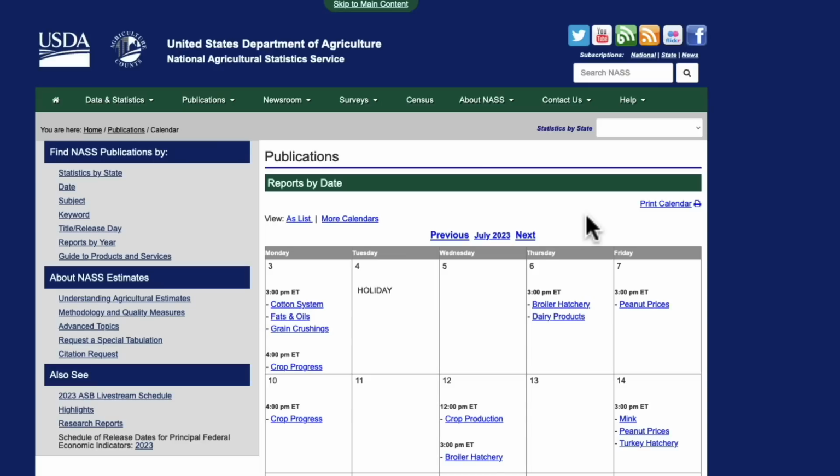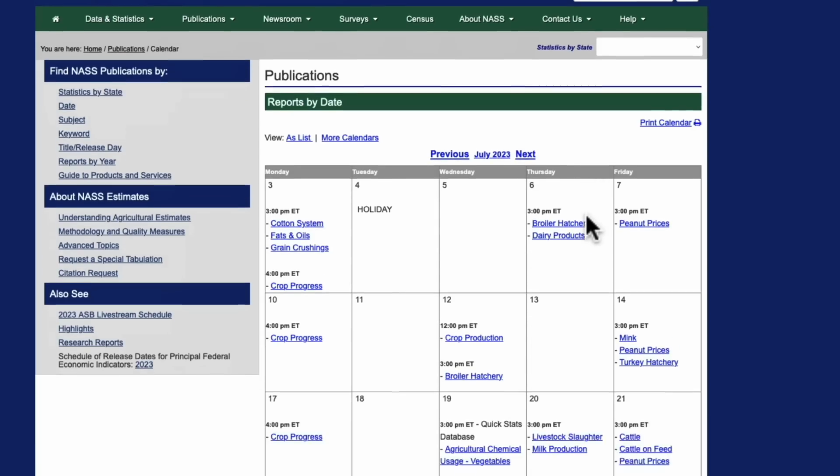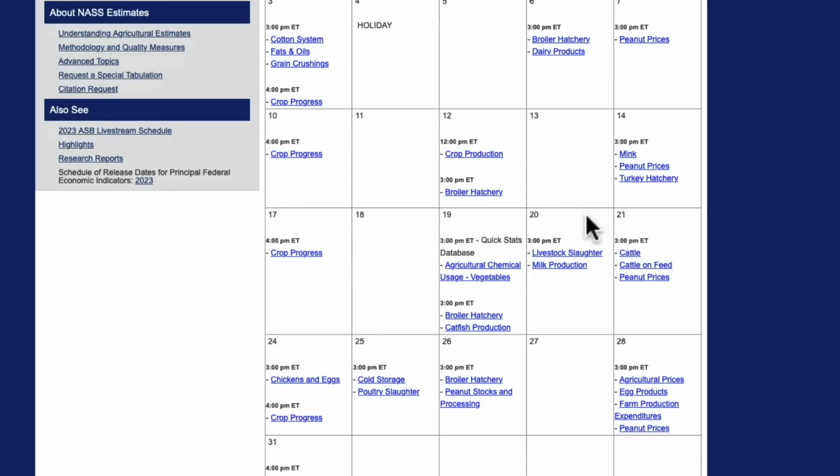This is the USDA site. This is their calendar of data releases. A link is in the description box. Here's the 20th. There's livestock slaughter. Tells you it's 3 p.m. And 3 p.m. the next day, after the market closed on Friday, you got a cattle and cattle on feed report. There we learned that the cattle herd in the U.S. is the lowest it's been in 50 years.